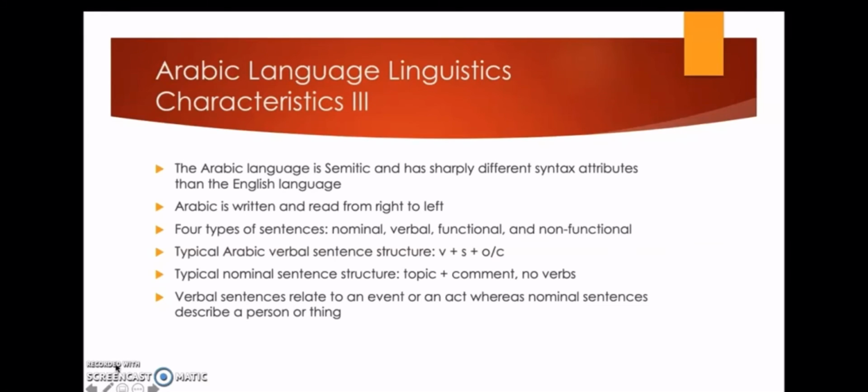The components are mainly the same as in English. With possible variations, the typical nominal sentence structure is a topic plus a comment, with no verbs at all. The difference between verbal and nominal sentences is that verbal sentences typically relate to an event or an act, whereas a nominal sentence describes a person or a thing. Functional and non-functional sentences are rarely taught or used anymore in that language.